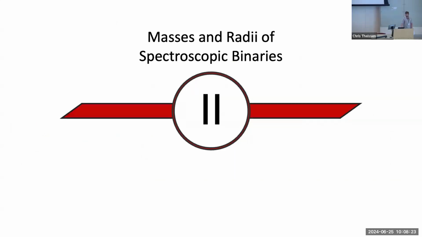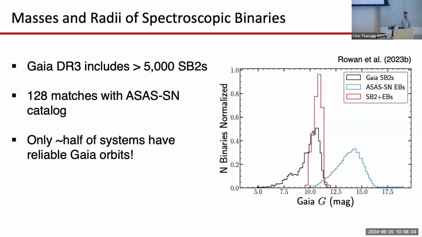But I want to get back to the main idea, right, which was to measure masses and radii. So far, I've just talked about light curves. We need to add in radial velocities to make these mass and radius measurements. One way we can approach this is with large spectroscopic surveys like Gaia. The third Gaia data release, which is about 2 years old now, includes more than 5,000 double-line spectroscopic binary orbits. This is exactly what we need to measure masses and radii.